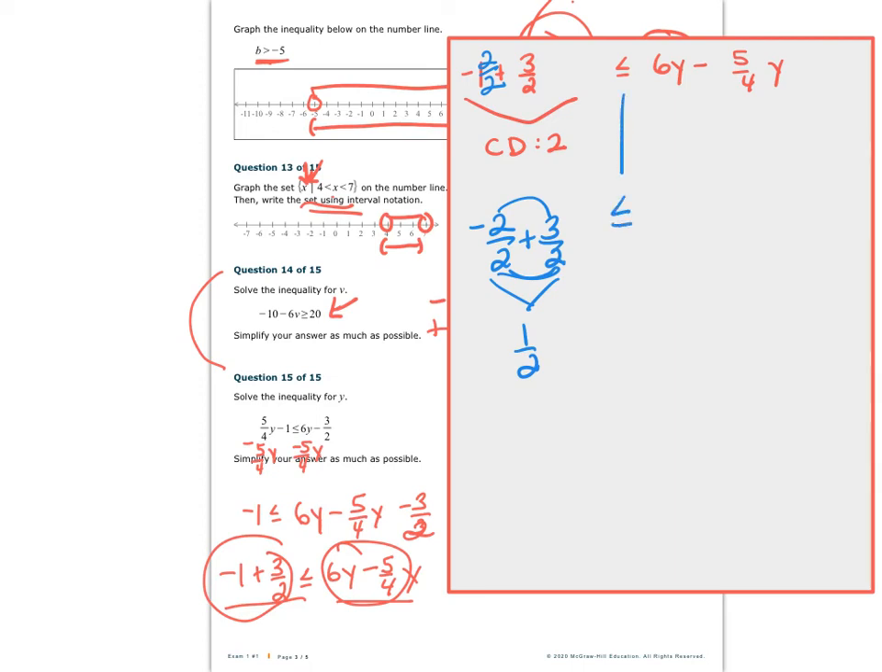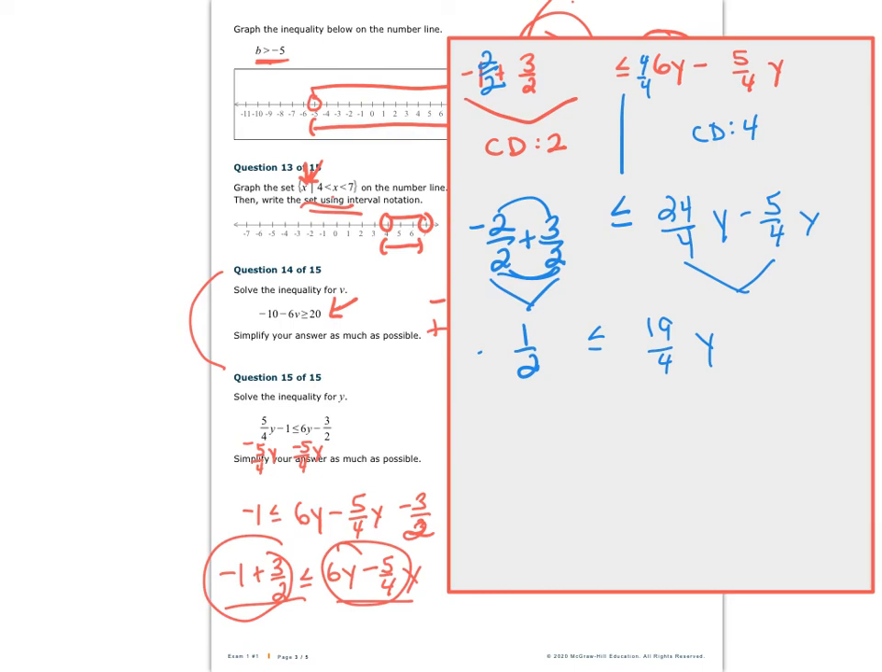Keeping the less than or equal to symbol, we now want to find the common denominator for here, which will be 4. So we're going to multiply top and bottom by 4. So you get 24/4y minus 5/4y. And again, you only add and subtract the numerators. So you're going to get 19/4y.